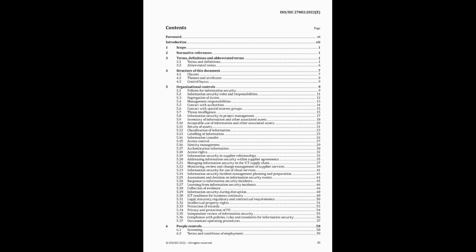5.31. Legal, statutory, regulatory, and contractual requirements. Know your obligations. Essential. Identify, document, and regularly monitor these requirements related to info security. Purpose. Comply with them all. Need procedures to address them. Data protection, privacy, IP, crypto use.